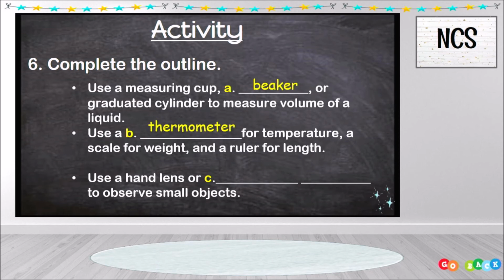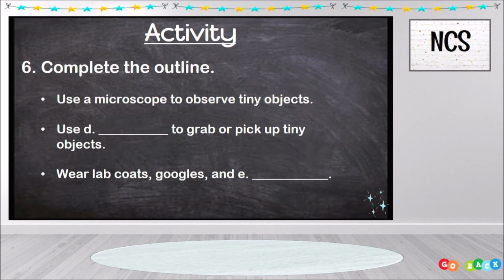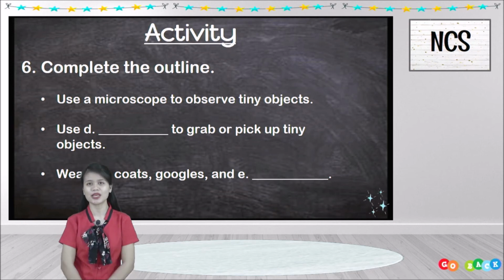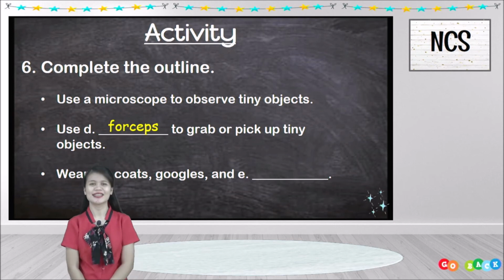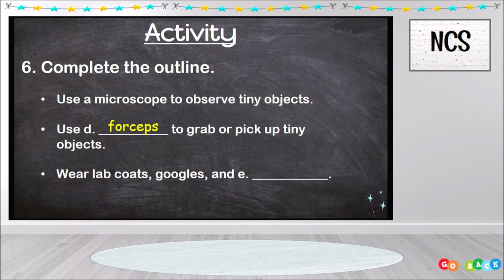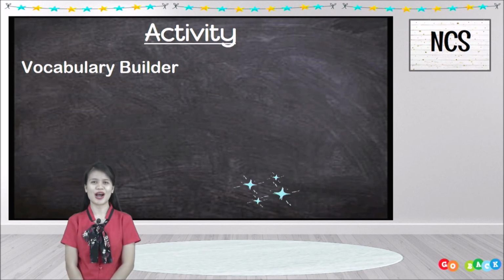Next, use a hand lens, also known as blank, to observe small objects. What is it? Okay, magnifying glass. Next, use a microscope to observe tiny objects. Yes. Another, for letter D, it is used to grab or pick up tiny objects. Forceps, of course. Next, wear coats, goggles, and what else? For hands? Gloves.